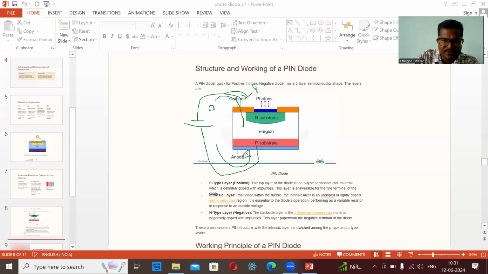So the current direction is this side. The current sensing is created by the PIN junction, the PIN photodiode. The PIN photodiode responds very quickly because the I region is very big, so there are many electron-hole pairs in the intrinsic semiconductor. Okay, this is the working of the PIN photodiode.